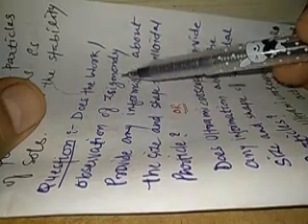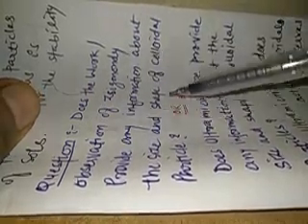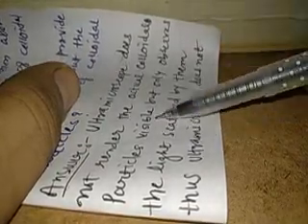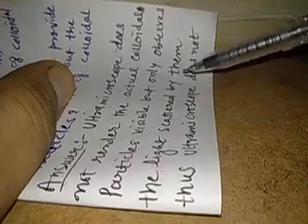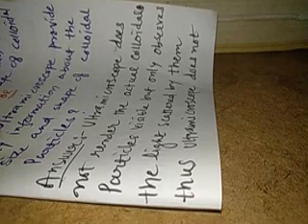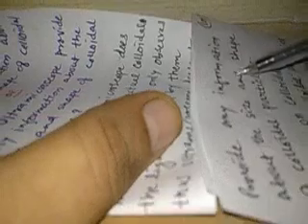Then we have the question: does the observation of Zsigmondy, the ultramicroscope, provide any information about the size and shape of the colloidal particle? So the answer is the ultramicroscope does not render the actual colloid particle visible but only observes the light scattered by them. Thus the ultramicroscope does not provide any information about the size and shape of the colloidal particles.